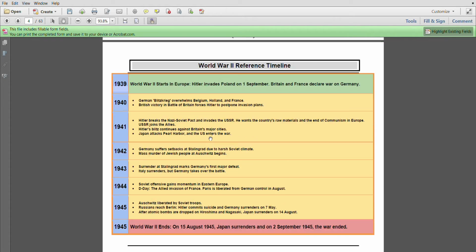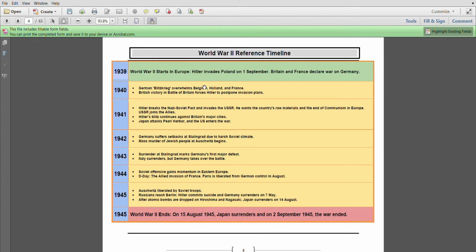Next, on page 4, we have the World War II reference timeline. In 1939, World War II starts in Europe. Hitler invades Poland, and on the 1st of September, Britain and France declare war on Germany. 1940, the German Blitzkrieg overwhelms Belgium, Holland, and France. British victory in the Battle of Britain forces Hitler to postpone invasion plans.